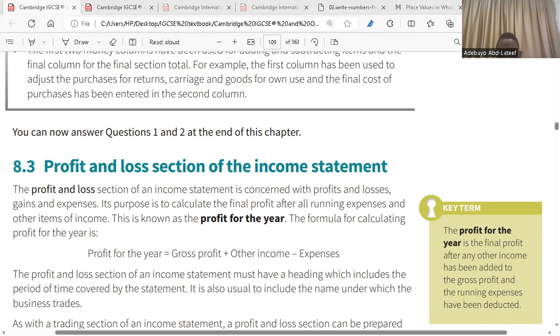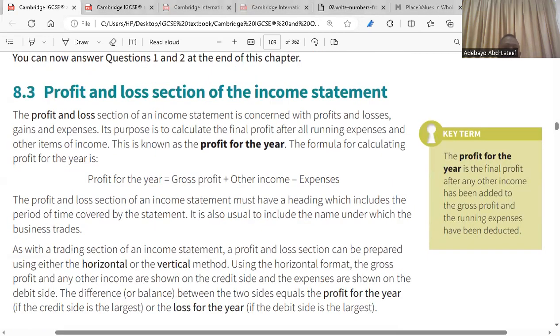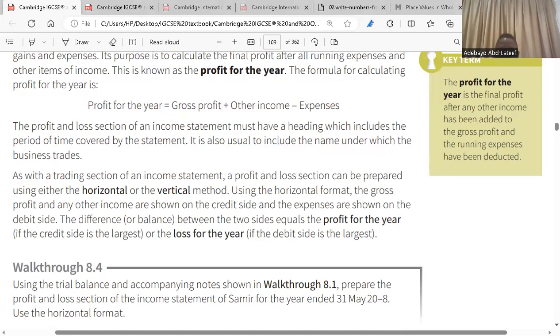So here they said, the profit and loss section of an income statement is concerned with profits and losses, gains and expenses. Its purpose is to calculate the final profit after all running expenses and other items of income. This is known as the profit for the year. The formula for calculating the profit for the year is gross profit plus other income minus expenses, which is clear. The profit and loss section of an income statement must have a heading which includes the period of time covered by the statement. It's also usual to include the name under which the business trades.